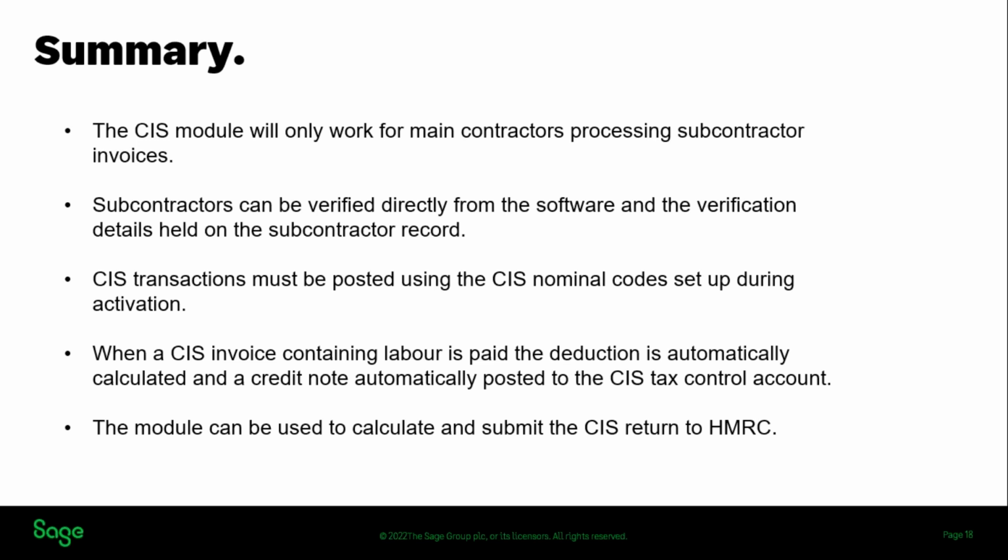When you pop on an invoice with labour, the deduction is calculated automatically for you. So that's based on the deduction rate you apply to the subcontractor record. It will automatically calculate that for you. And that means that when you do produce the CIS return, it automatically pulls through those deductions for you. So everything's automatically calculated. You don't need to start working out how much CIS is deducted.